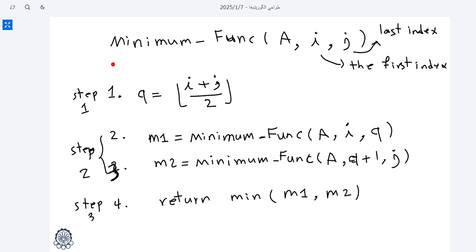So we add another line to the algorithm, which is the stop condition. I write it in red. If i is less than or equal to j, then return A[i].